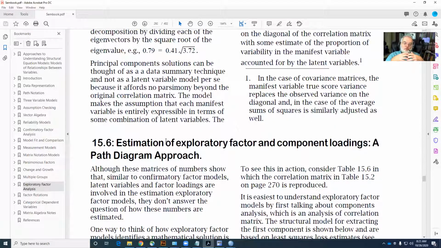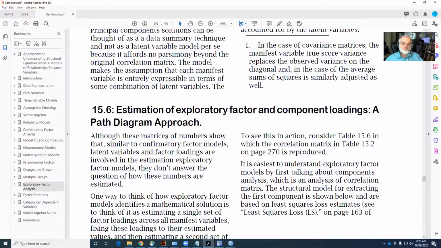This doesn't help you understand how it is that these numbers came to be. And given that we spent quite a bit of time talking about path analysis, I thought that I would use path diagrams to show you where those numbers came from.